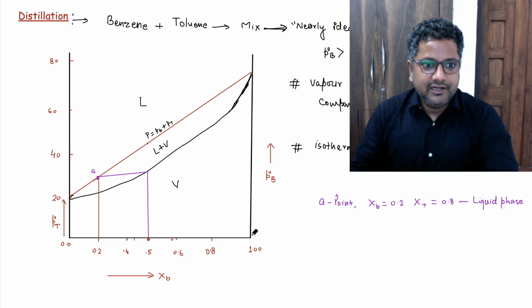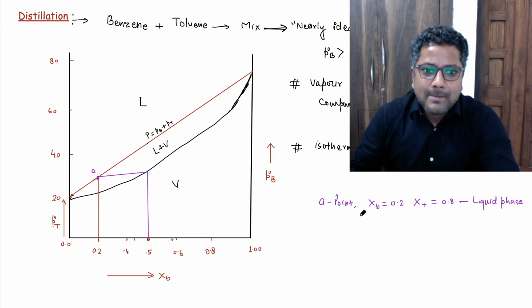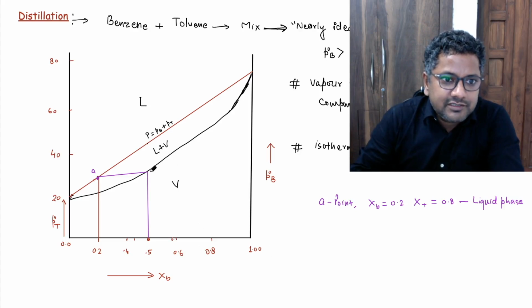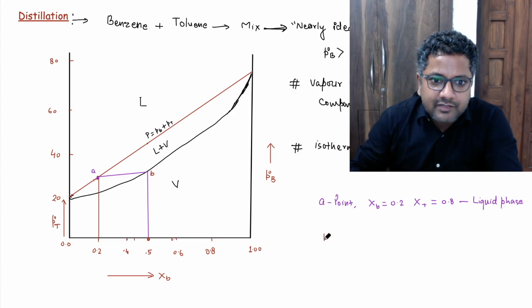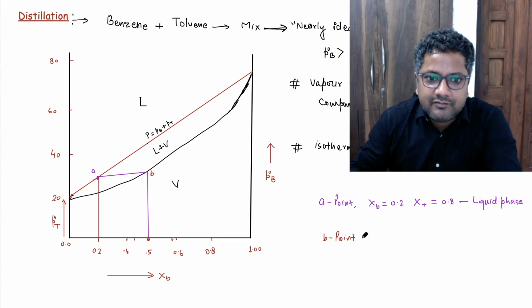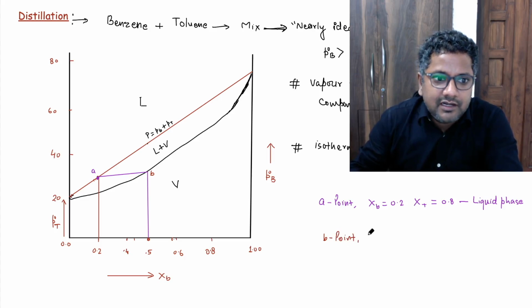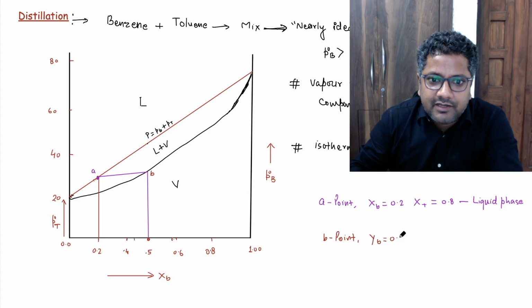Okay, you can scale it. So at point A, this is now point B. B point represents the vapor phase, and now the mole fraction of benzene is 0.5 and mole fraction of toluene is also 0.5.